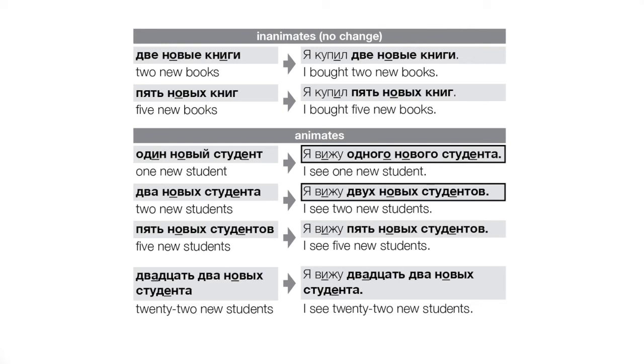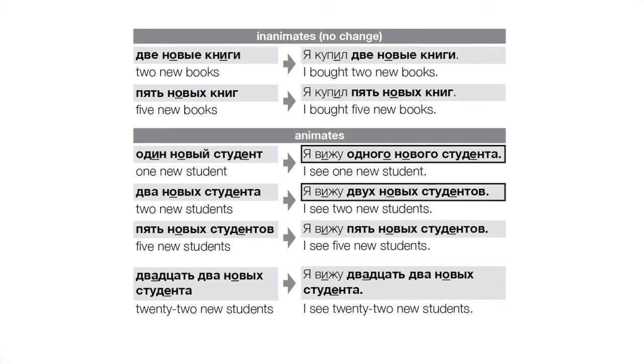Я купил две новые книги. That makes good sense. Okay, пять новых книг. Пять, again, that's basically an E noun, which we know doesn't change in the accusative, even though it's feminine. So я купил пять новых книг. Again, no change moving from what we might call the nominative пять новых книг to the accusative of that same number construction.